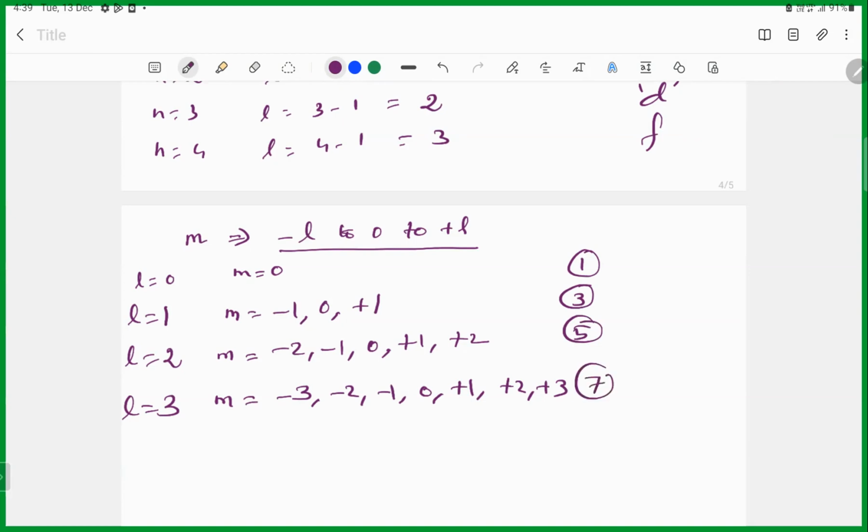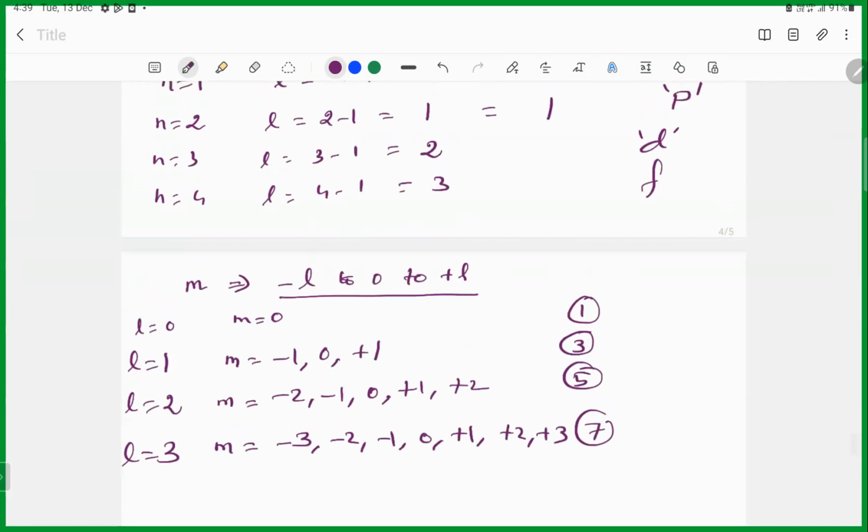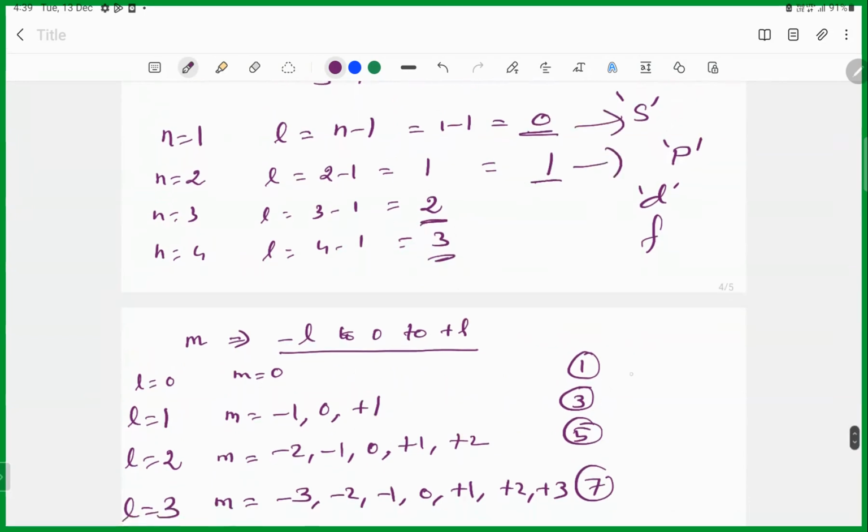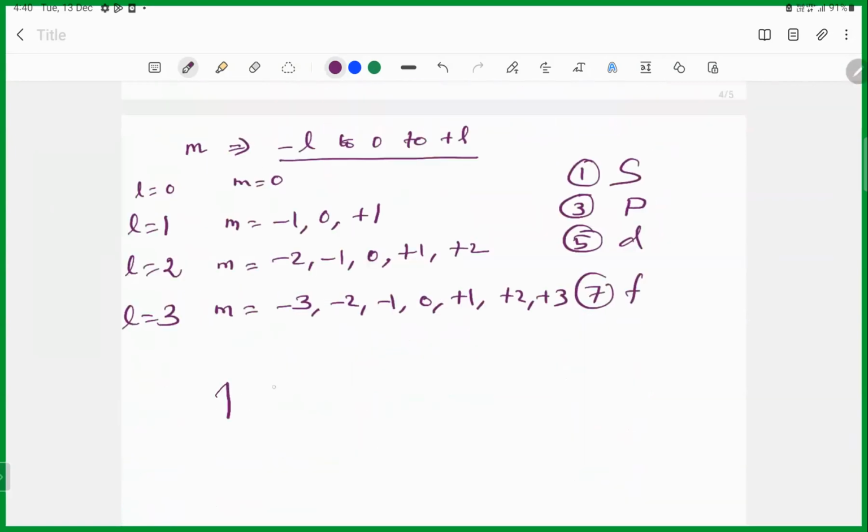When the l value is 0 means what orbital we said? s orbital. l value 1 means p orbital. Correct? You arrived, no? That finally spin. So the electron can spin in the clockwise manner or it can spin in the anti-clockwise manner. So the spin will be plus half or it will be minus half. Okay. So this is about the quantum numbers.